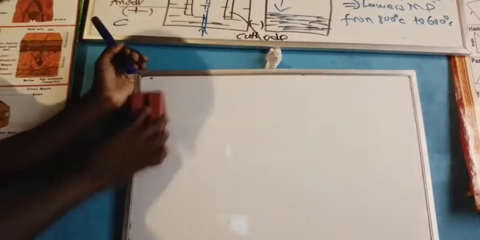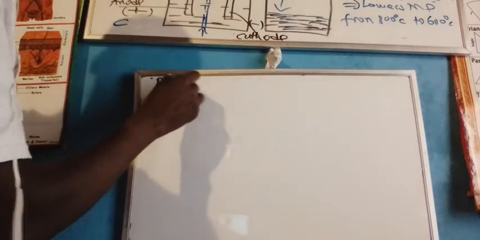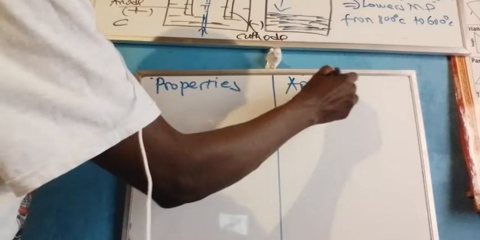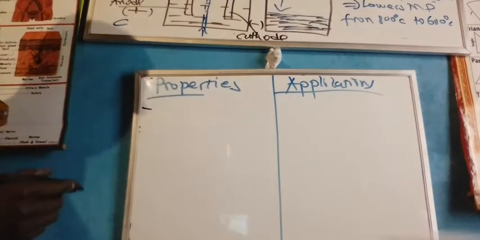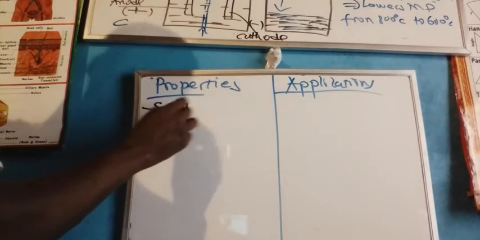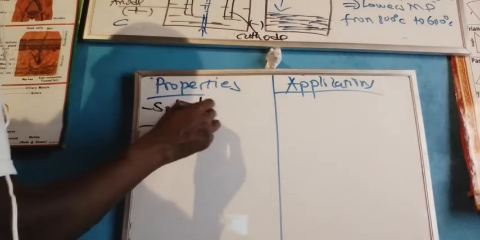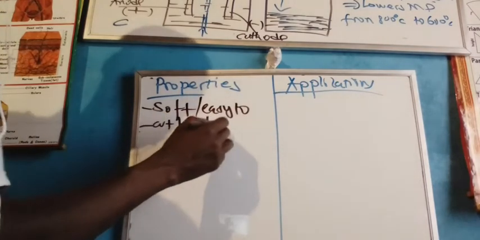So coming down here, we need to look at the applications in light of the properties, and we will say these properties. And next, we have the applications. So sodium as a metal is an alkali metal. It is a substance which is soft and can be cut by the sharp edge of a guillotine. So soft and easy to cut.